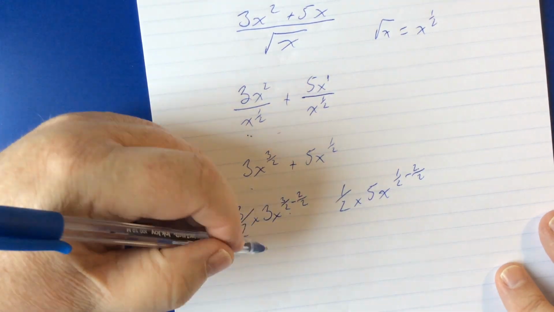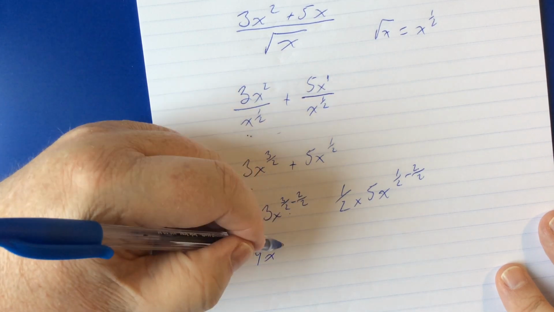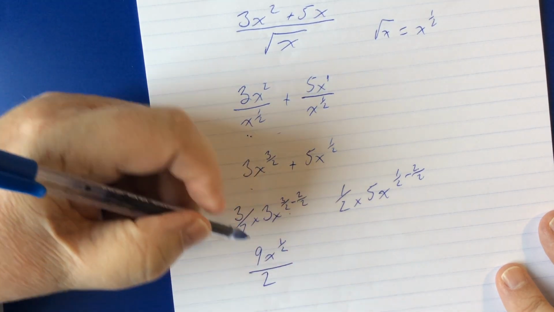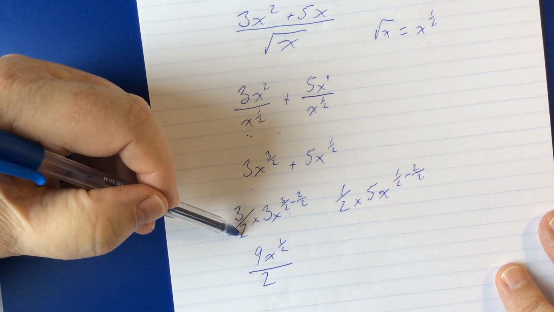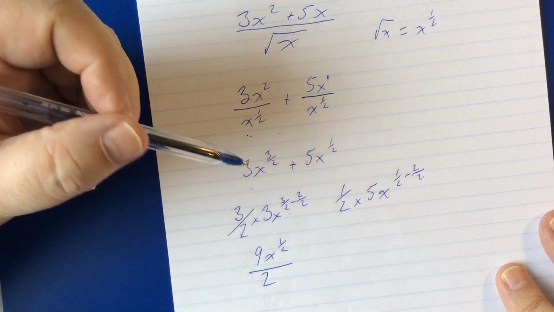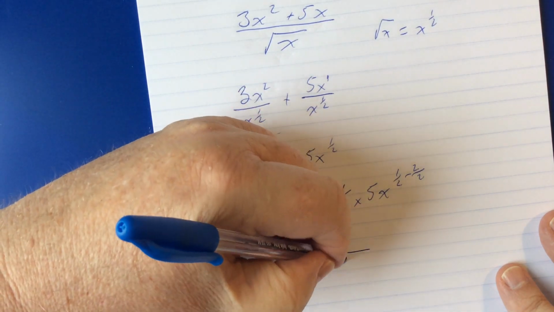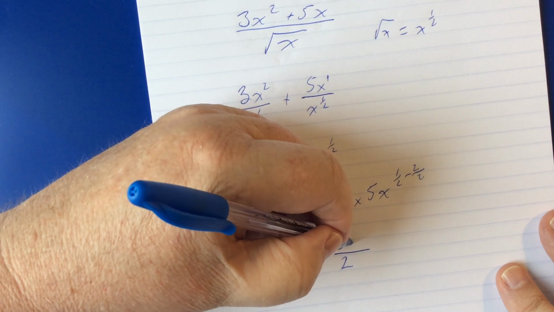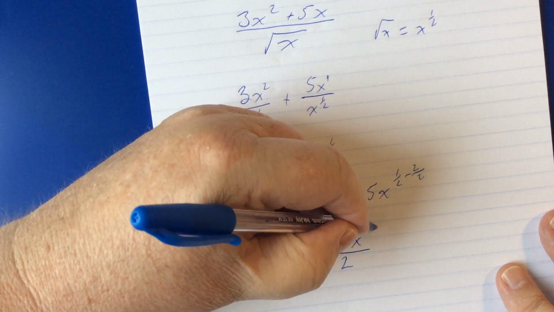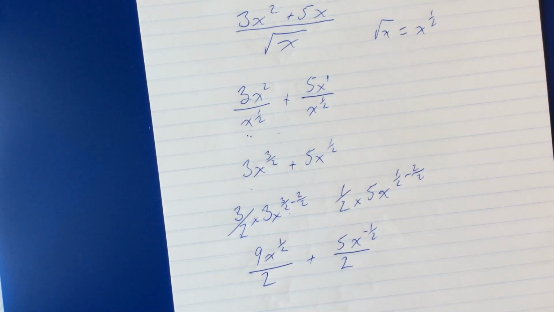Okay, so that is 9x to the half all over 2. So 3 3s are 9, denominator is 2, 3 over 2 minus 2 over 2 equals 1 over 2, a half, plus 5 over 2, a half of 5 is 5 over 2, x to the negative 1 half. Okay, now that is the job done, technically speaking. That's the differential of what you saw at the top of the page.